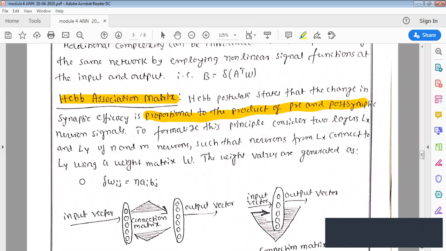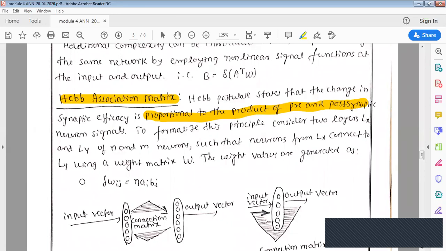Are you able to understand this one? Any doubt here? Anybody can tell what is the meaning? No, sir. Any doubt?